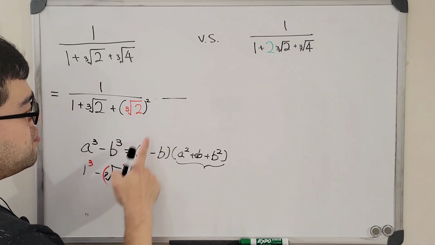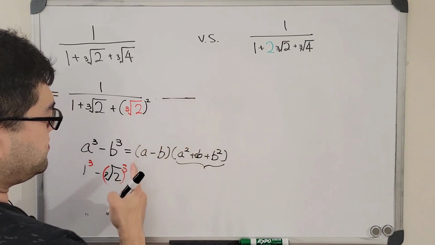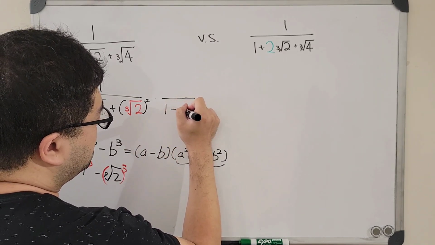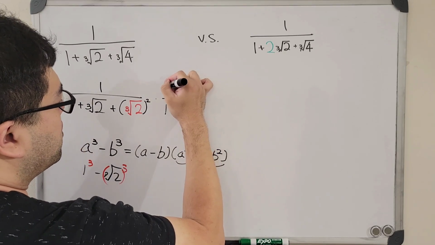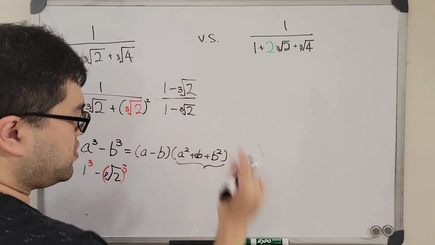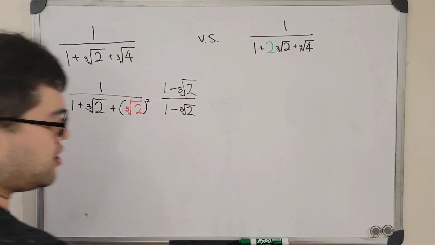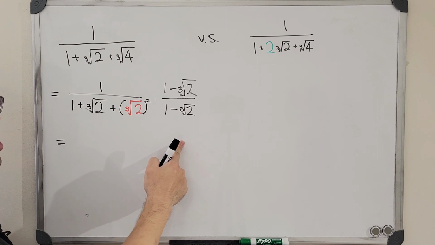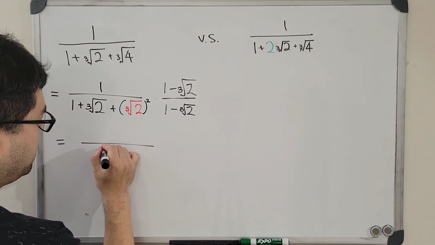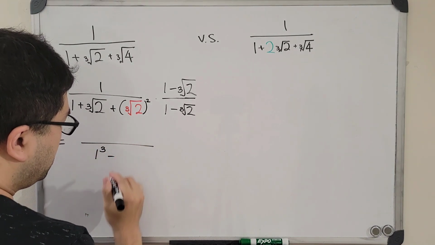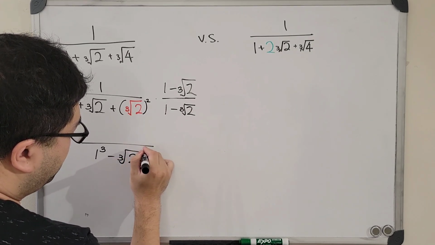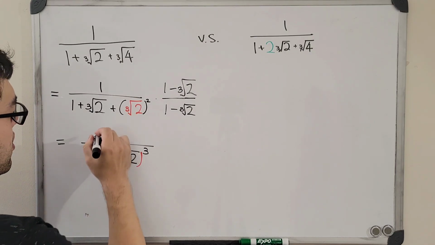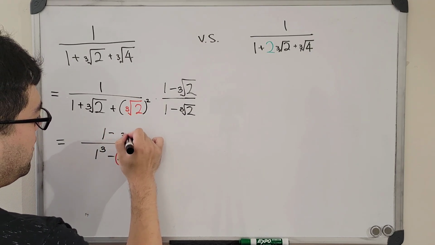We can now try to multiply both top and bottom by a minus b, which is 1 minus the cube root of 2. And of course, we need to do the same thing on top, which gives us the following. If we multiply the denominator, we will now get 1 to the third power minus the cube root of 2 to the third power. And in the numerator, of course, we just have 1 minus the cube root of 2.